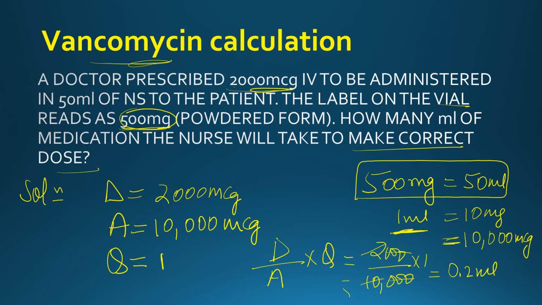So the nurse will take 0.2 ml of vancomycin from the solution, like from this 50 ml, 0.2 ml, and then add 49.8 ml of NS and then administer to the patient. Okay, I hope it is clear to you.